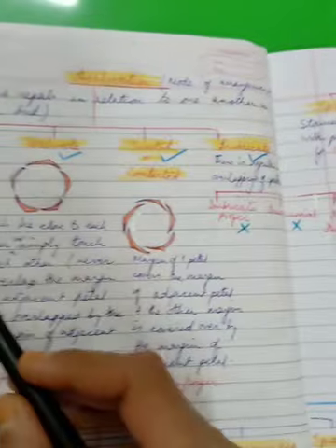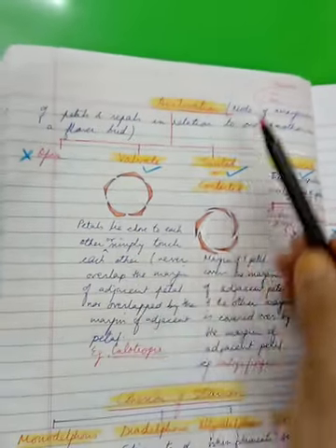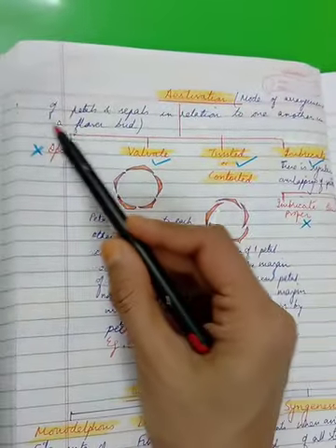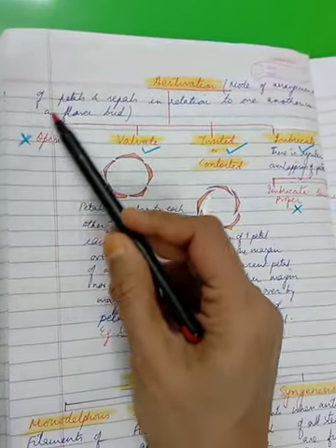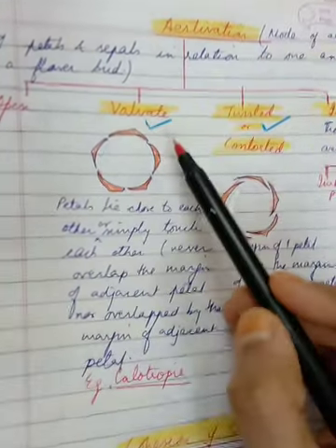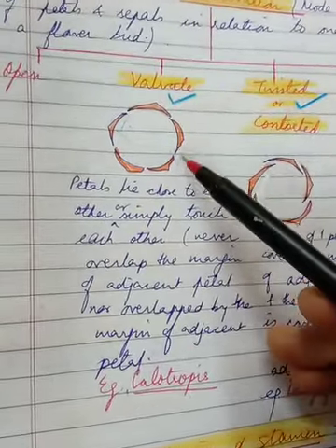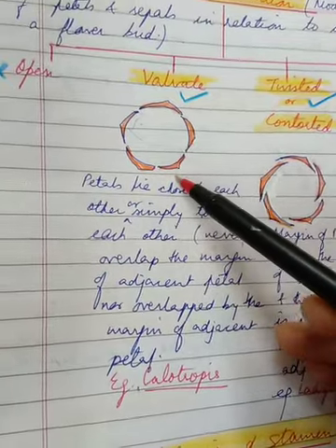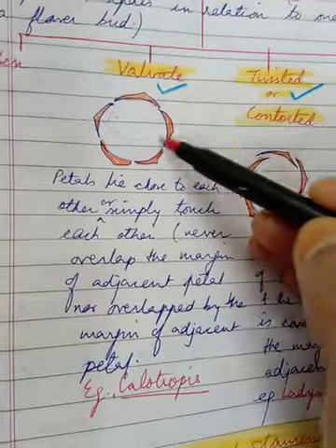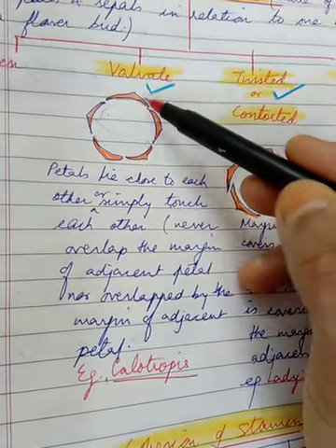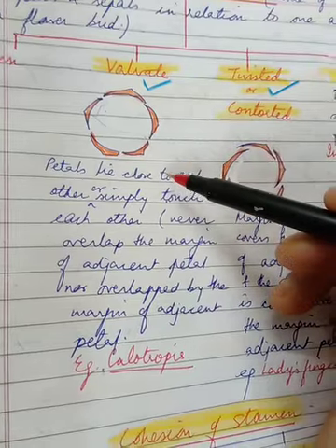So first let us try to see how many types of estivations, or arrangements of petals and sepals, are possible. One is open, right? Open is not in your course, children. Second is valvate. Look at this diagram first. Valvate means imagine these are all petals or these are sepals, anything. In this case, imagine they're petals, they're lying close to each other or simply touch each other, never overlap.